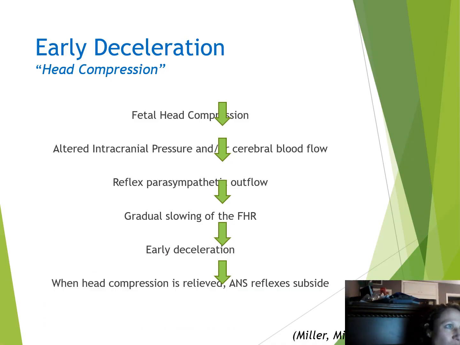So what happens with early deceleration? And this slide looks a little wonky. What happens is you have that fetal head compression, which alters our intracranial pressure and our cerebral blood flow. So you have that sympathetic reaction, okay? And when you have a sympathetic reaction, it decreases our fetal heart rate. And that's what causes our early deceleration. Interestingly, it's only caused by head compression. So that's one of the reasons why early decelerations are not the concerning types of decelerations, okay?